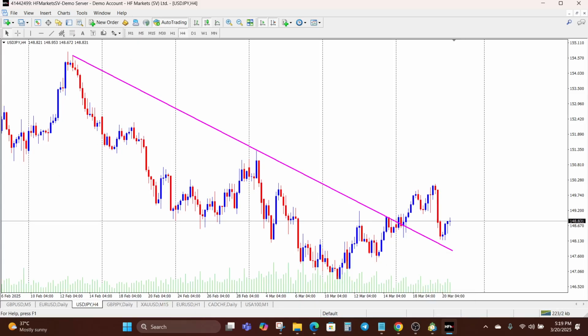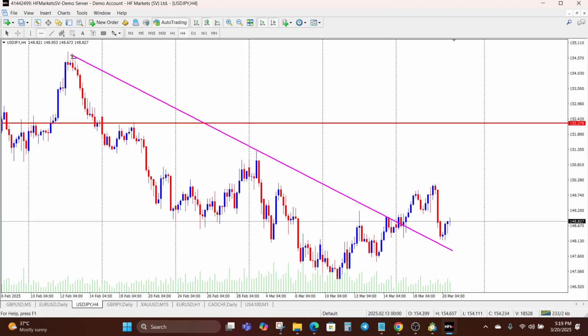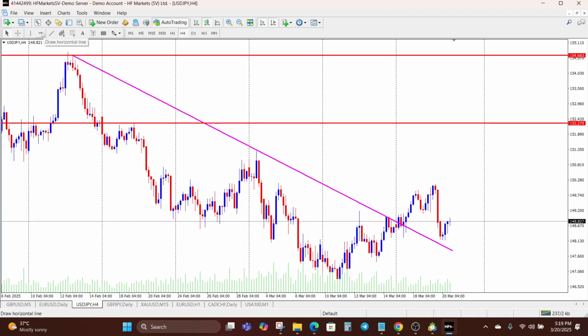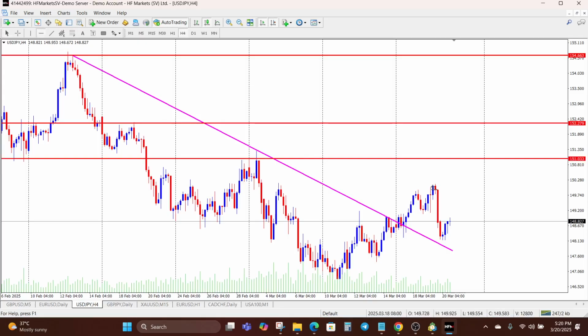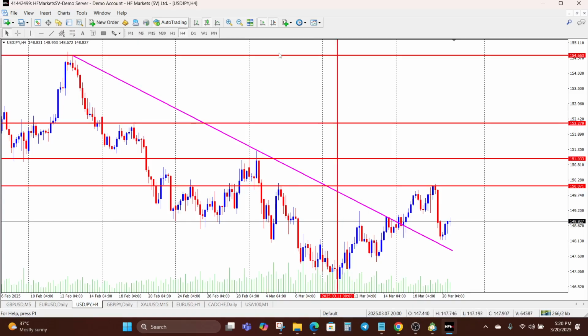And then we have the horizontal lines, which help to mark support and resistance levels. They're very, very important. And then we have the vertical lines. The vertical lines are used for highlighting significant time-based events. So they are also very, very important.